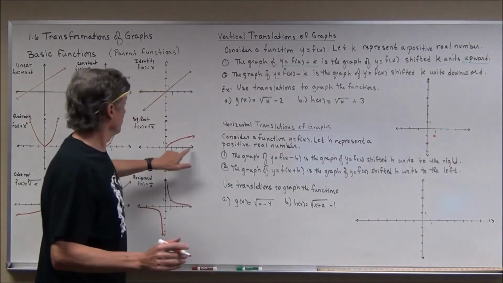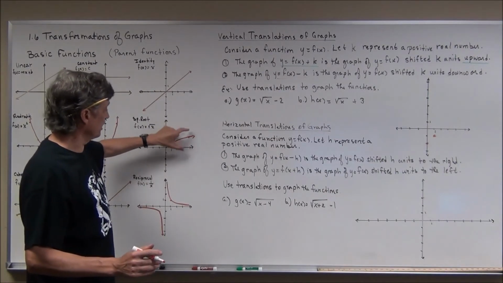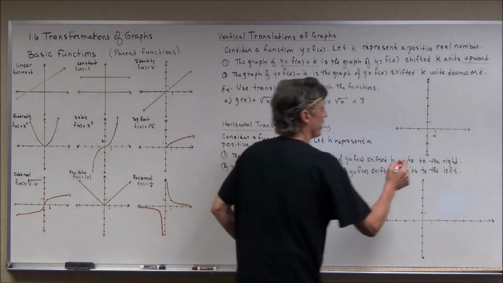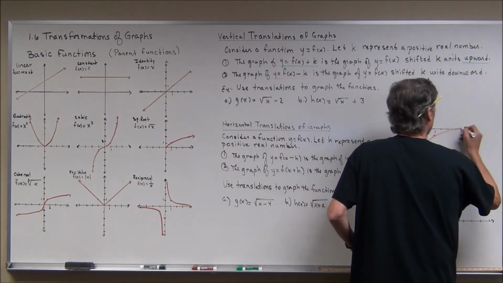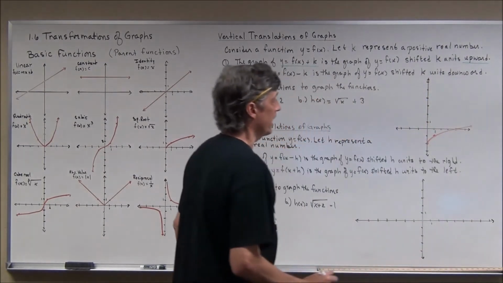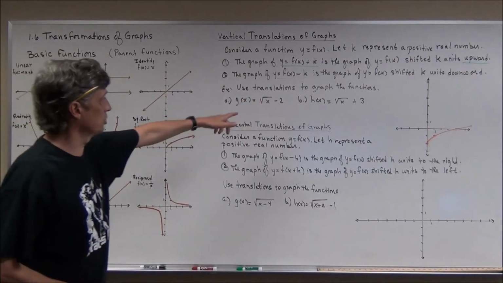And then I have the point here, 4, 2. If I shift that down 2 units, I'm at the point 4, 0. And you can see it's the same shape, it's just been translated down 2 units because of the -2.